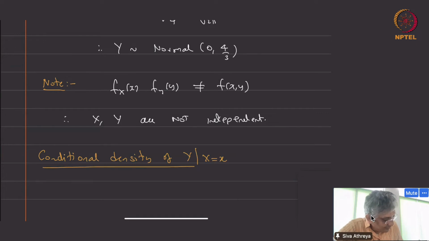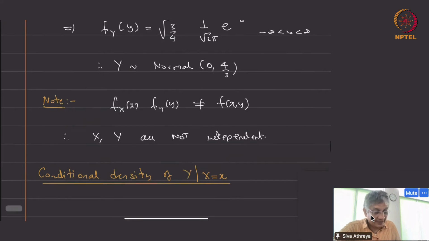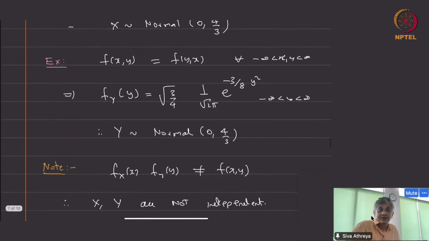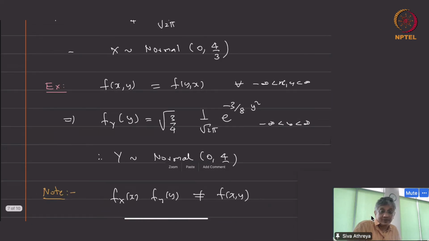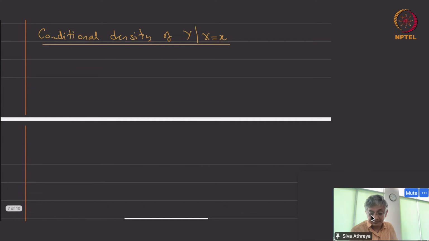So let me try and do that for you. I've shown you again that x and y are marginally normal. They're not independent, because f_X times f_Y is not f of (x, y). Very good.